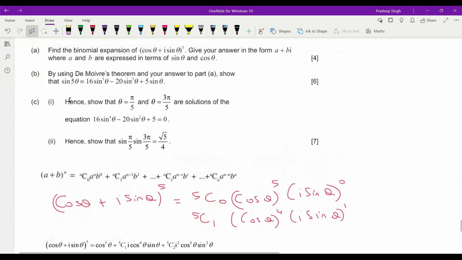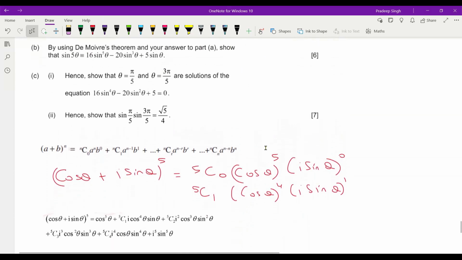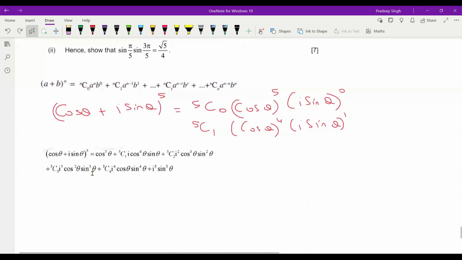Now let's try to simplify this, because in part A, we are supposed to find the answer in the form a + bi. So let's simplify. If we club all the real parts together and all the imaginary parts together, we will get this. Cos theta to the power 5 is the first term. And then we have this 5C2, which is 10. i squared is -1. So we'll get a -10 cos cubed theta sin squared theta. That's also a real part. Similarly, 5C4, i to the power 4 is 1 and 5C4 is 5. So that's the last real part. So the three terms combined will form the real part of the complex number.